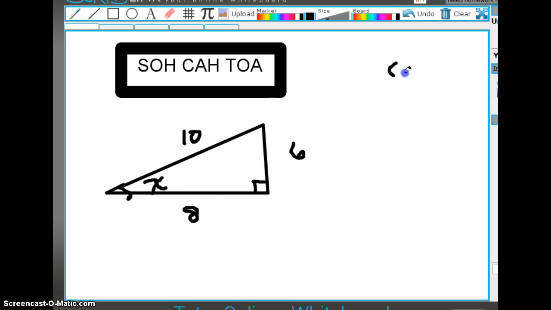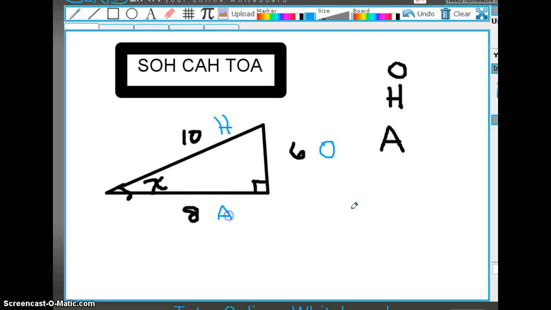Now we start with opposite, hypotenuse, and adjacent. We need to know these. So let's go relative to x. This is the opposite side. Relative to x, this is always the hypotenuse because the hypotenuse is the slanted side across from the 90 degrees, and it's always the longest side. And this side next to x is adjacent.